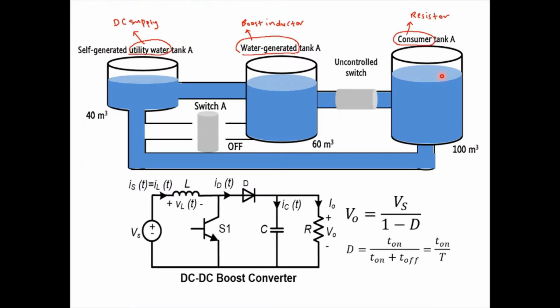Lastly, let's consider the voltage equation of the boost converter. If Vs is equal to 40 volts and we apply duty cycles of 0.6 and 0.3 respectively, based on the output voltage values, we can verify that the output voltage is directly proportional to the duty cycle as well.